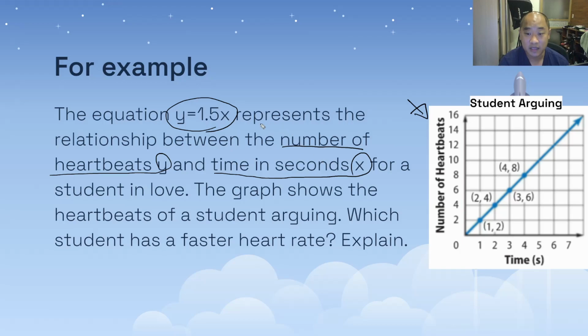So here, you take the time in seconds and we multiply it by 1.5, and it tells you how fast the heart is beating of someone in love. Here, so we already know the constant of variation here is 1.5, right? Here, we have a student arguing, and we have this different number of heartbeats, right? So for every 1 second, it's beating 2 times. So that would be 2 over 1. So which one is beating faster, 2 or 1.5? It's 2. The students arguing have a faster heart rate, and we know that because the constant of variation is higher.